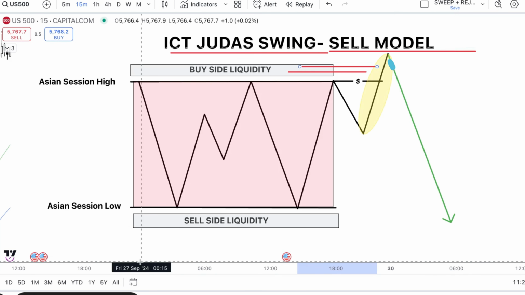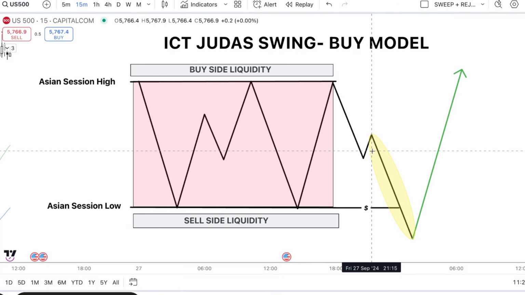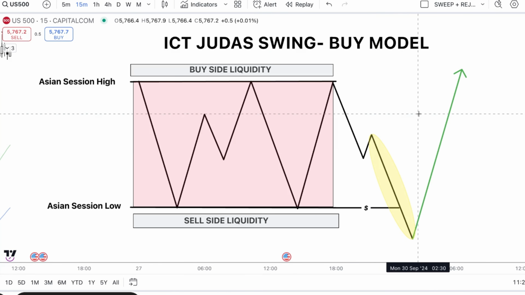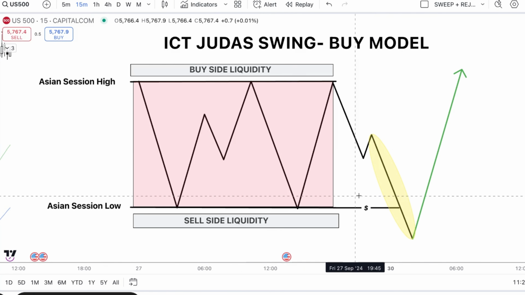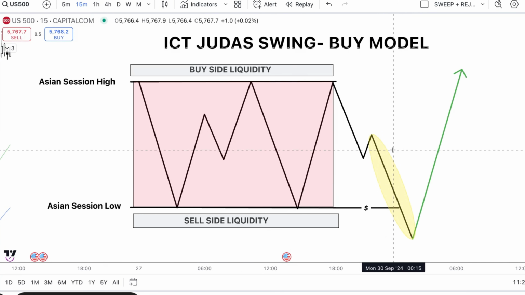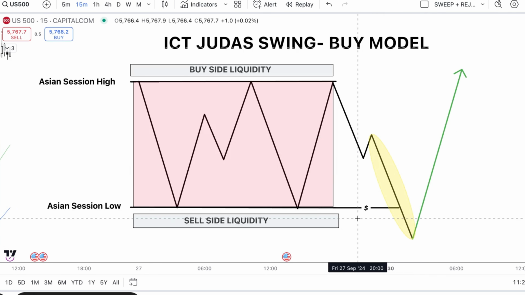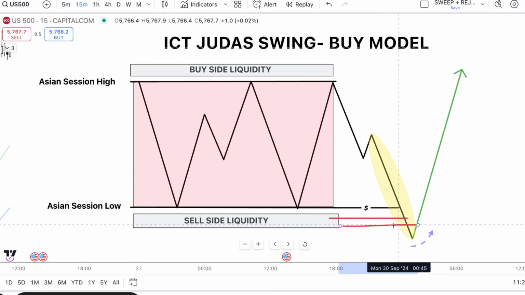Now let's look at the Judas Swing buy side model. Basically, it is the opposite of the sell side model. What we have is an Asian session low. During a kill zone, either the London or New York session, we see a sweep of liquidity resting below the Asian session low. So we take out this sell side liquidity right here.